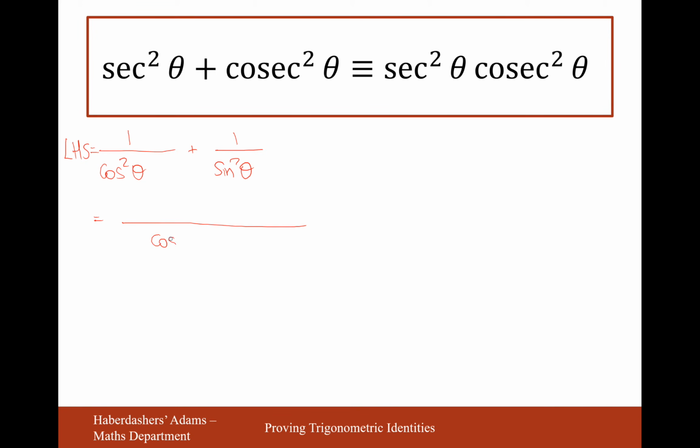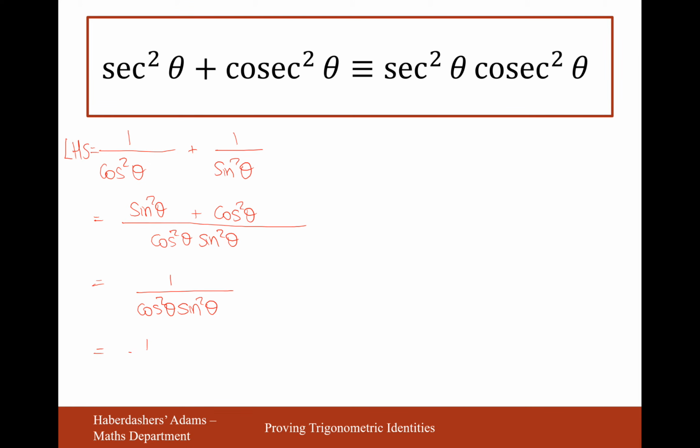So they're both going to have a common denominator of cos squared theta sine squared theta, and on the first one we need to turn this into sine squared on the numerator, and on the second one we need to turn it into cos squared on the numerator. Sine squared plus cos squared equals 1, so that numerator will just turn into 1.